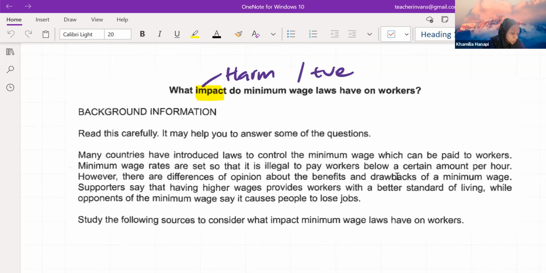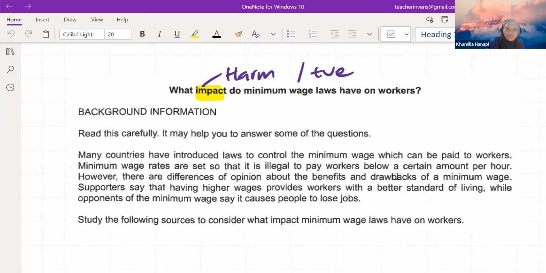Many countries have introduced laws to control the minimum wage which can be paid to workers. Okay, minimum wage rates are set. So what is minimum wage? If, for example, it is something that you are not familiar with, the background information will give you enough information. So don't panic when you see things that are very unfamiliar. I think you guys have said for all the papers, being in the hall and everything, sometimes the energy and the anxiety is very, very high, but focus. You only have 1 hour and 45 minutes this time.